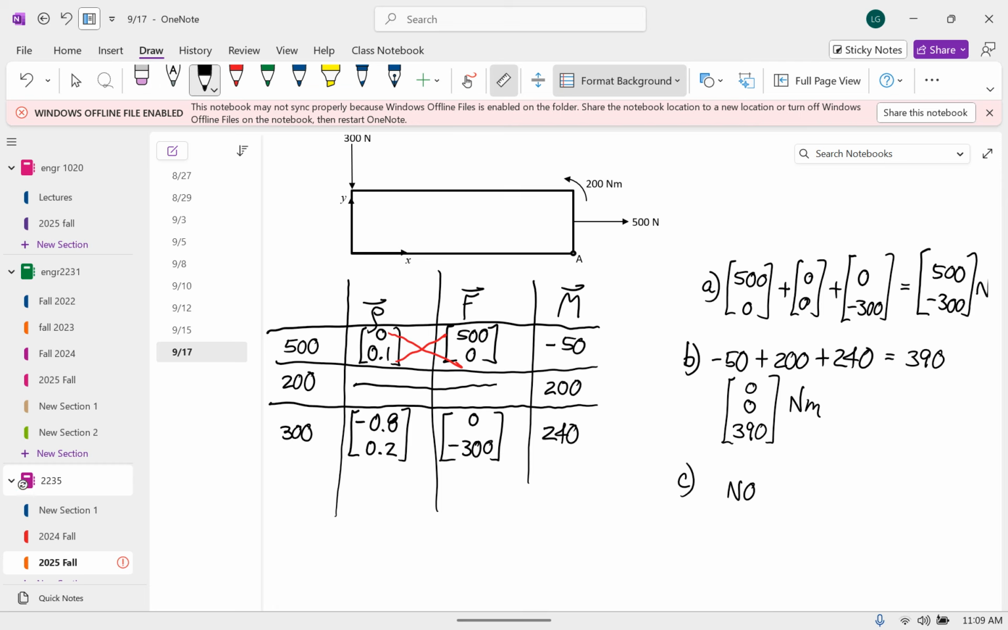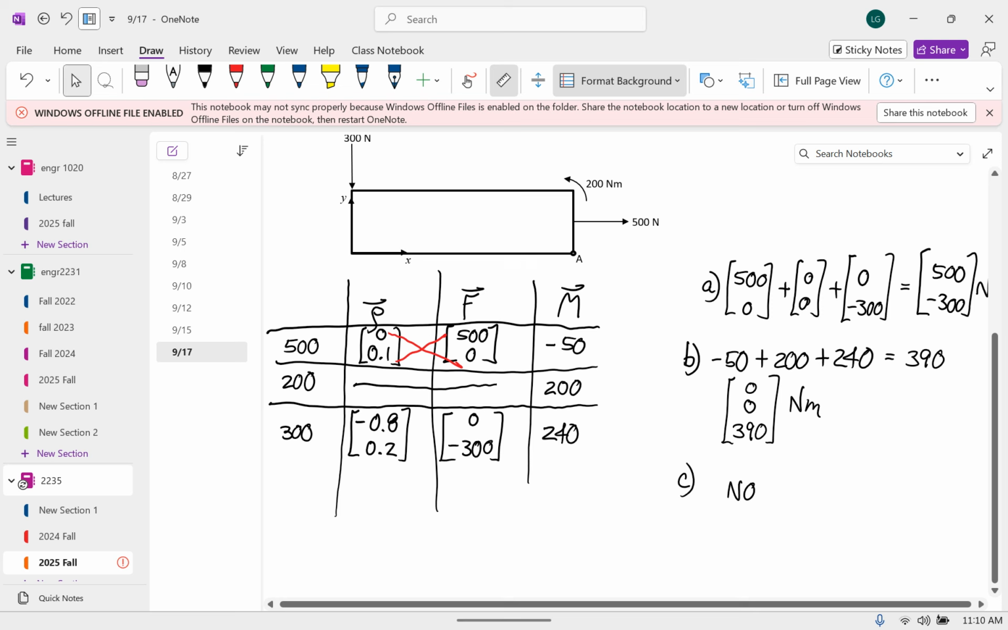Okay, so what would this thing do? If these were all the loads acting on it, it would be accelerating in the positive x and negative y direction, so accelerating towards the bottom right, and it would be rotating counterclockwise. It would have an angular acceleration, actually, counterclockwise.